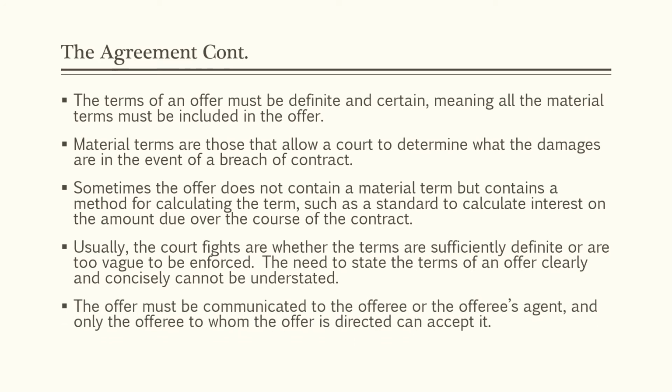The third element is that the offer must be communicated to the offeree or the offeree's agent, and only the offeree to whom the offer is directed can accept it. If it's a specific offer that requires an exchange of promises, a bilateral contract, it can only go to the intended offeree. I can't see someone else's email and go, hey, I'd like to accept that offer, and go in and substitute myself and create a binding contract, because I am not the person to whom the offer was made.